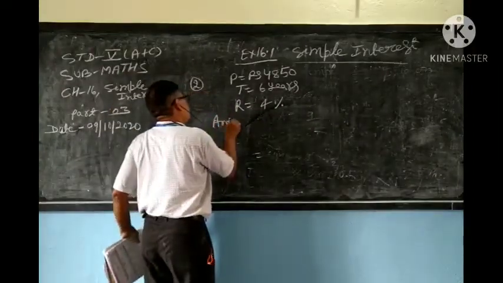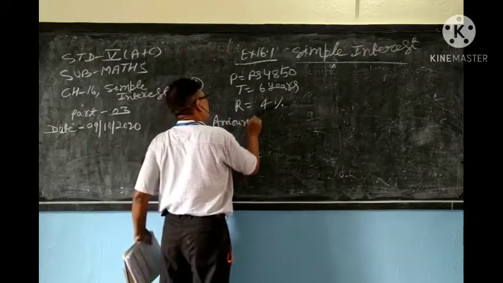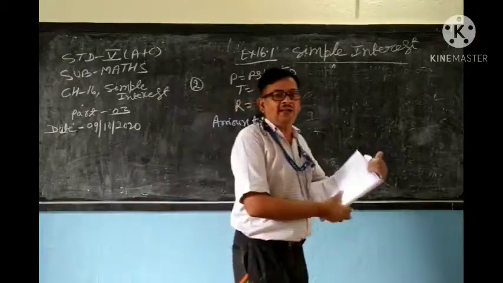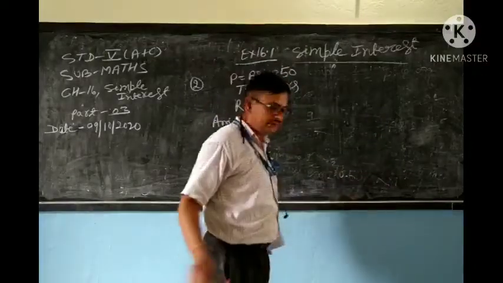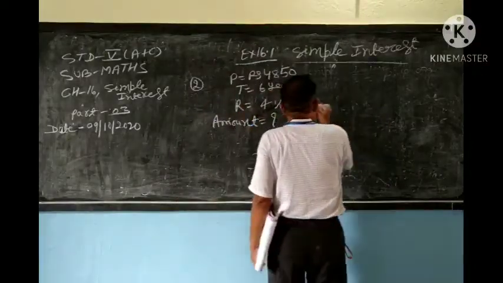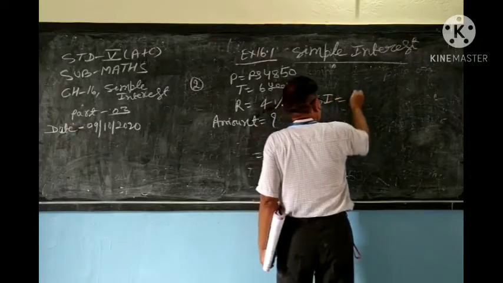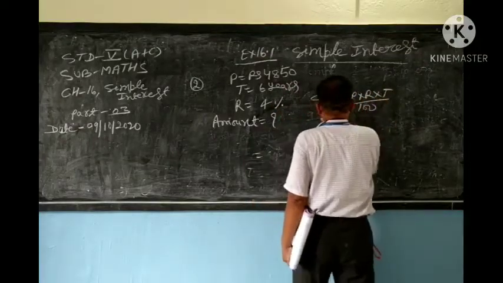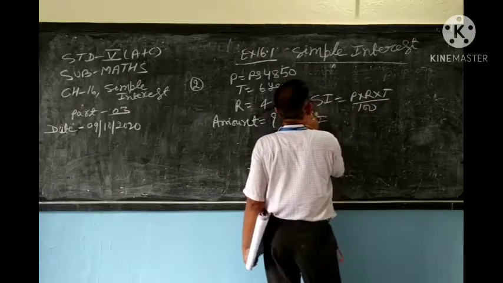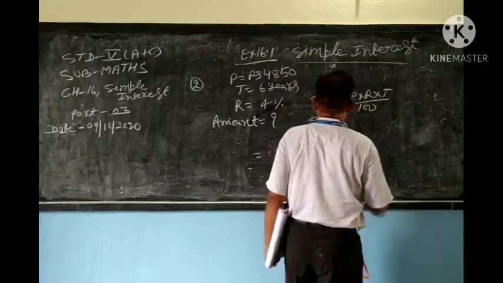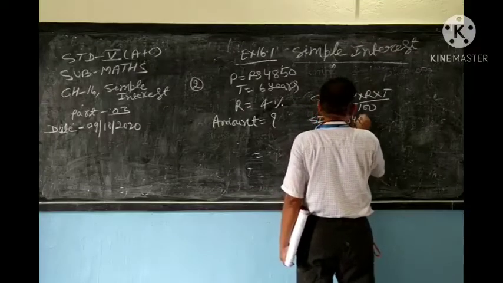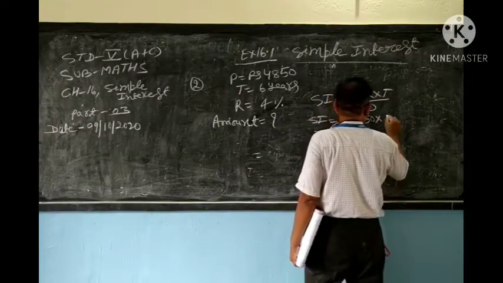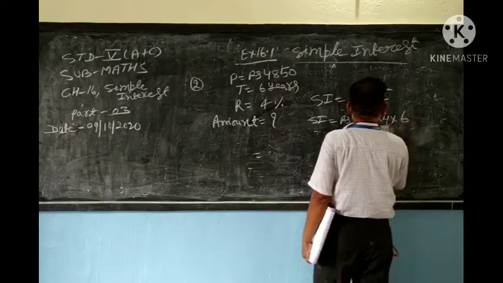Amount is going to be asked. What is amount? So to find the amount, first we find out simple interest. SI is equal to P into R into T by 100. SI is equal to rupees 4,850 into 4 percent, 6 by 100.